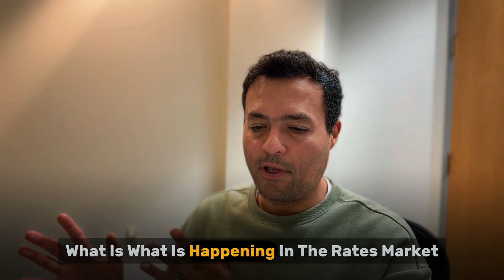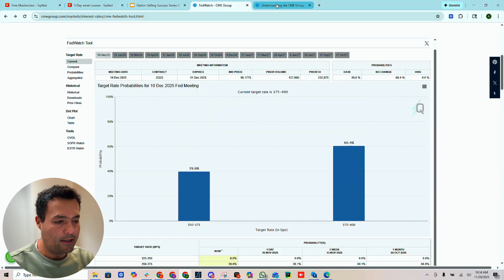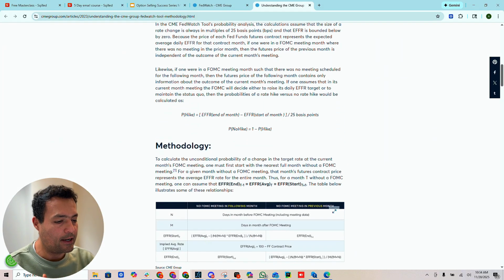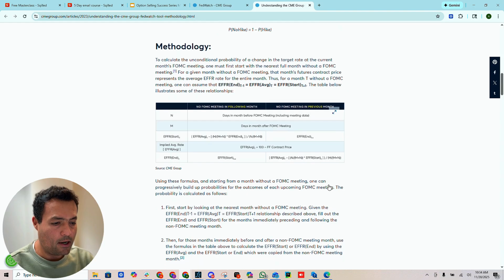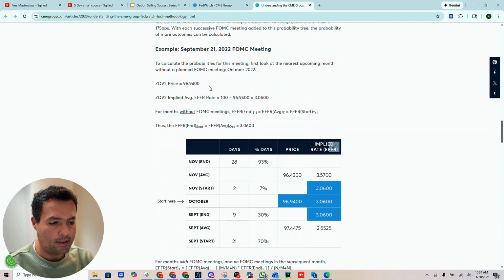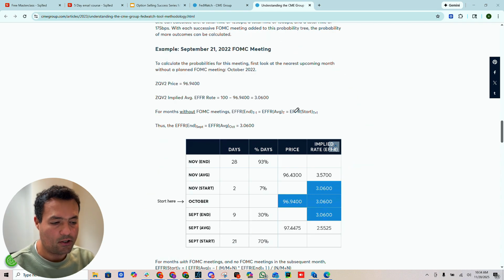Okay, so now we know a little bit about the macro side, what is happening in the rates market, and how to analyze that tool. I actually forgot to show you the main detailed methodology of it. I've already read it. I understand it a little bit, but I need to do more research on it. If you want to look at how they calculate the rate, there are certain examples given here. Read through this methodology, come down here, and then there's an example. You can pick this example and see how they're calculating this whole probability of rates being changed or not changed. You can go through this document if you have free time.